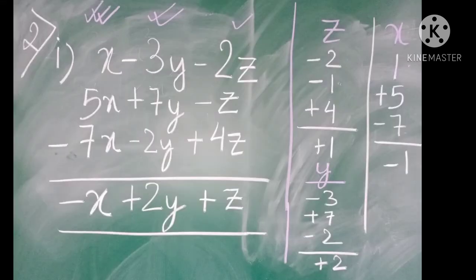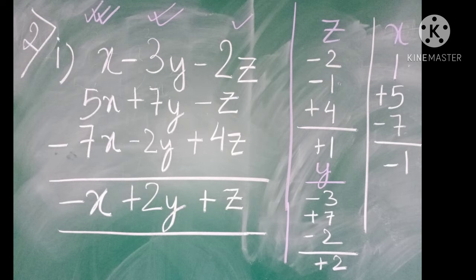Question number 2 also we have to add, and we will be using the column method. So see, we are starting from the right hand side. So I am writing all the like terms of z here in the rough side. Minus 2, minus 1 plus 4. So what is it? Plus 4 minus 2 and minus 1 is minus 3. So plus 4 minus 3 is plus 1. So we are writing z.